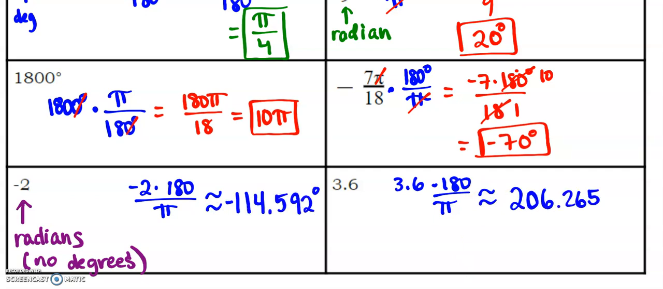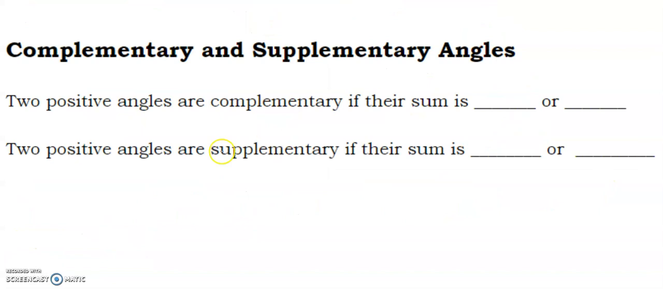All right, folks, so you should have gotten negative 114.592 degrees and positive 206.265 degrees. All right, moving on to a definite topic that should be reviewed are these two definitions of what it means to be complementary and what it means to be supplementary.